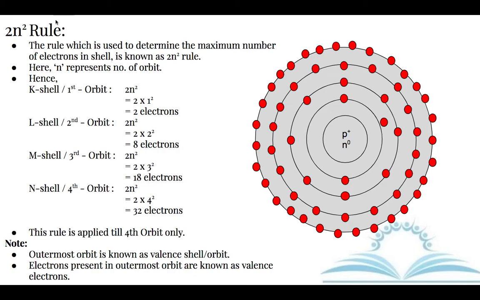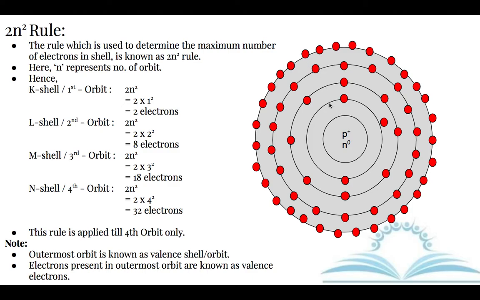This 2n square rule helps to know how many electrons can be carried by an orbit. Here n represents the number of the orbit. If we apply this formula, then K shell means first orbit. This is K shell, and this is called L shell, M shell, N shell, and so on.